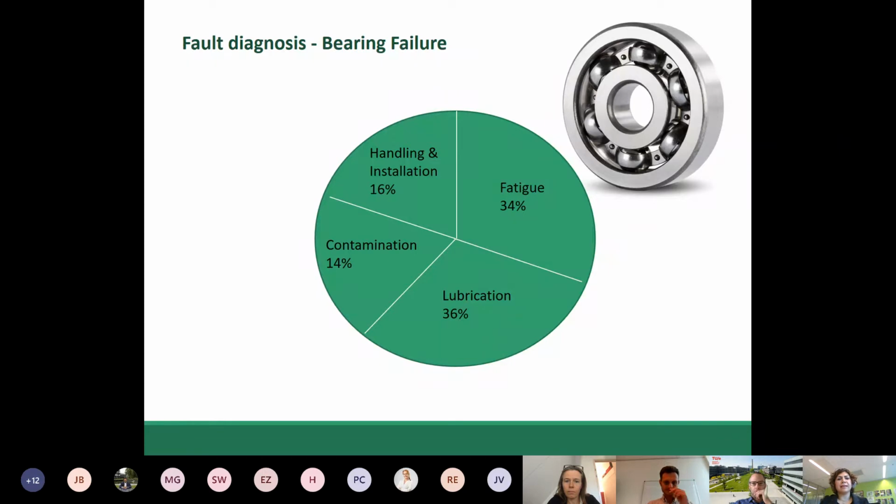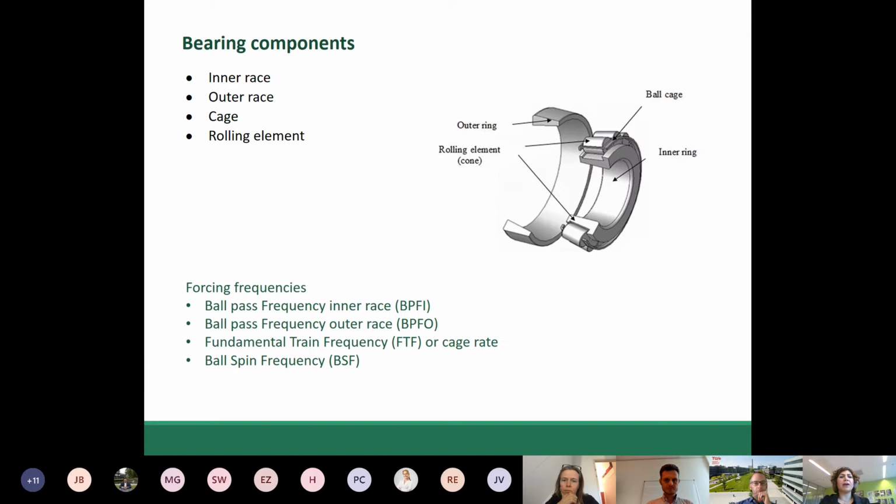And this graph shows that 34% of the failures in bearings happen because of fatigue, 36% lubrication, 14% contamination, and 16% handling and installation. What are the components of a bearing? It has inner race, outer race, cage, and rolling elements.